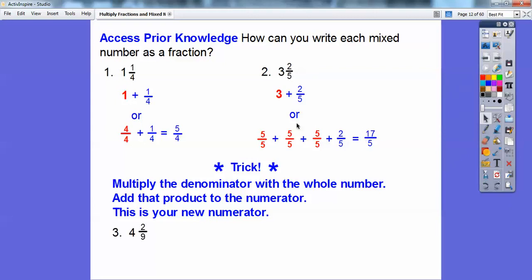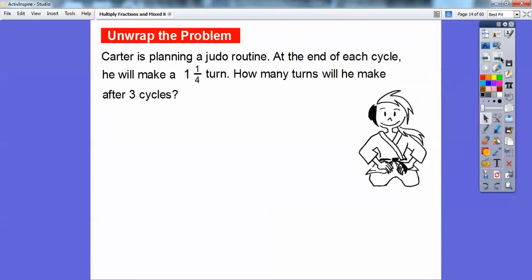Let's try that with this one right here, you guys. I'm going to multiply 4 times 9 is 36, and then 36 plus 2 is going to get me 38. So I did 9 times 4 is 36, and then I added 36 plus 2, so I get 38/9 on that. Easy enough.